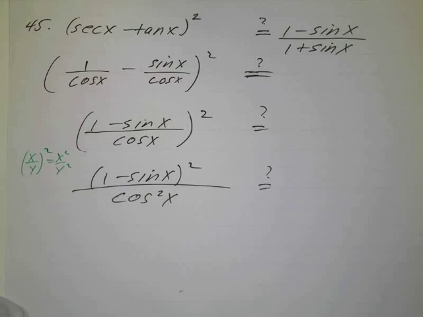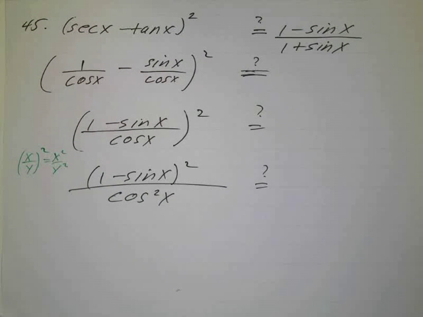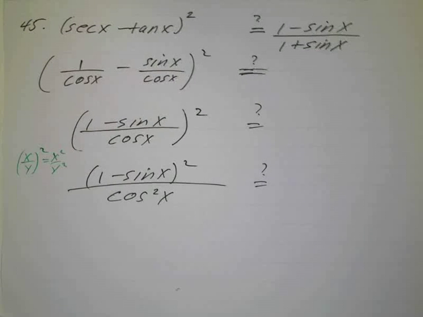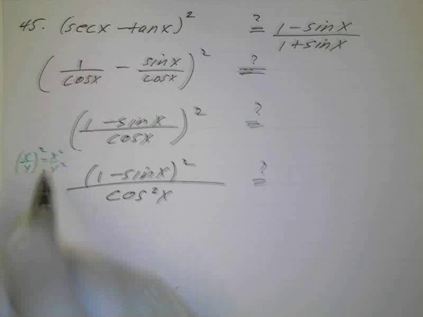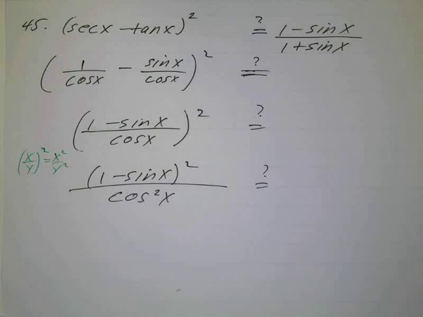Those are one of our basic algebra properties for exponents. All right? In other words, the square of a quotient is the quotient of the squares, or the power of a quotient is the quotient of the powers. All right?